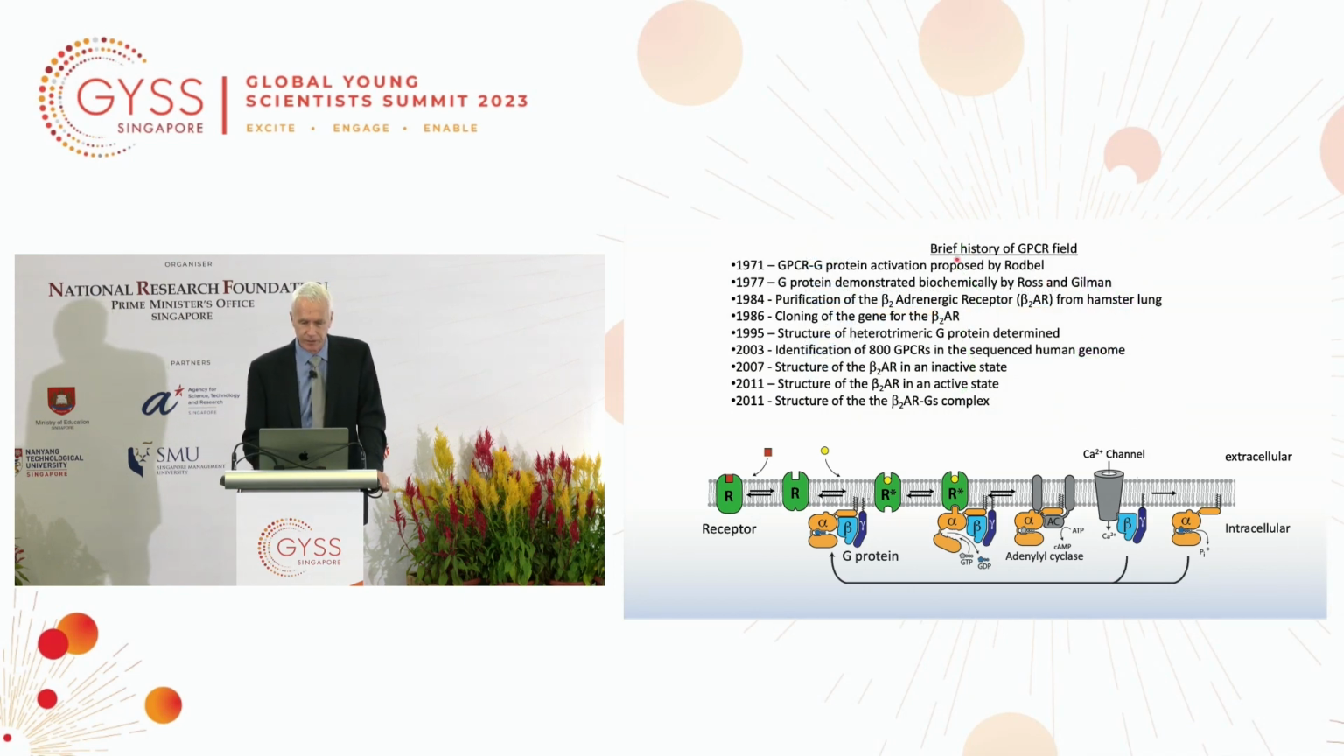So a brief history of the field related to understanding the structure started about in 1971 when Marty Rodbell proposed the existence of G proteins as being mediators of signaling by these class of receptors. It wasn't until 1977 that G proteins were actually identified biochemically and purified by Ross and Gilman. And Gilman and Rodbell would ultimately get a Nobel Prize for their work on G proteins. The first purification of a GPCR for a hormone or neurotransmitter wasn't until 1984, and this ultimately led to the cloning of the gene for the beta-2 receptor.